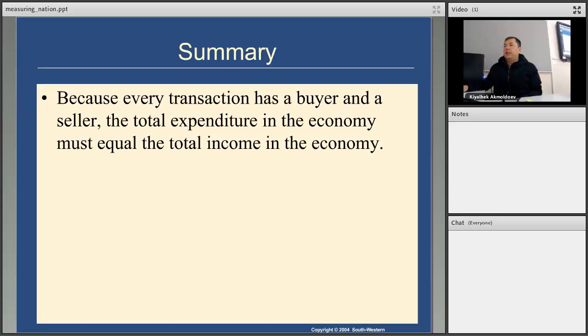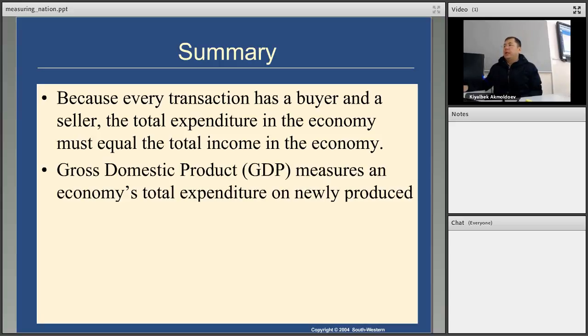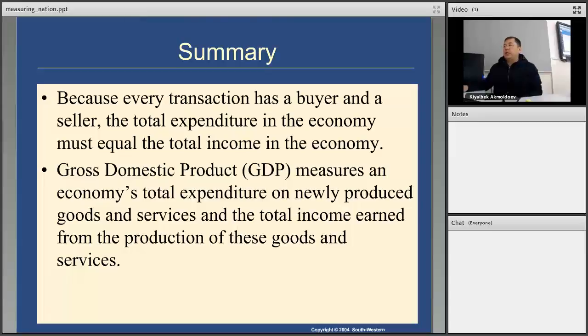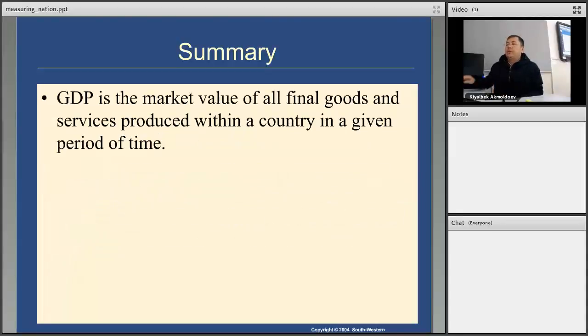But in general, it can be said that if you have more money, you can have a good education system. If you have more money, you can have a good healthcare system. If you have more money, you can have more leisure time, and so on. That is why, in general, there is a relation between GDP and standard of living in a country, because every transaction has a buyer and seller. The total expenditure in the economy must equal the total income in the economy, and GDP measures an economy's total expenditure on newly produced goods and services, and total income earned from production of goods and services as well.